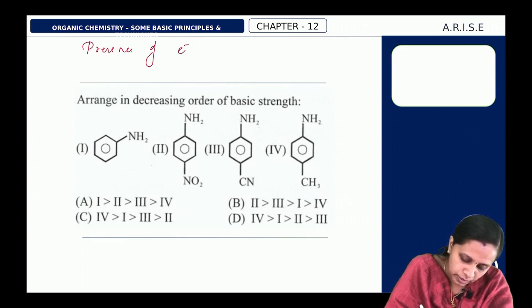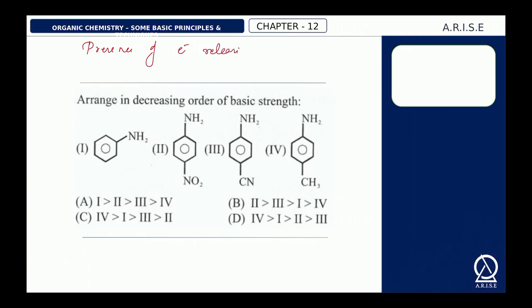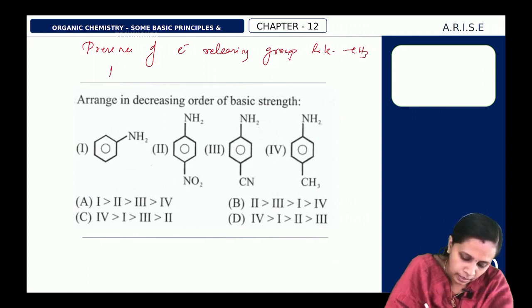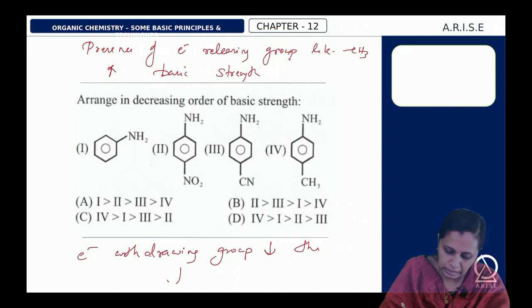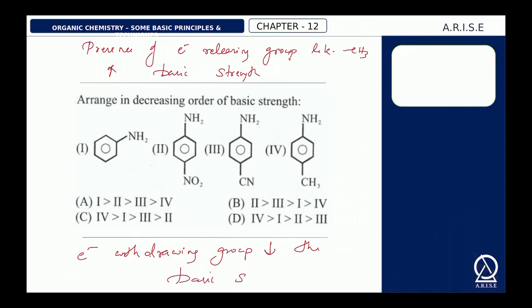Presence of electron releasing group like CH3 increases basic strength and electron withdrawing group decreases the basic strength. Okay.